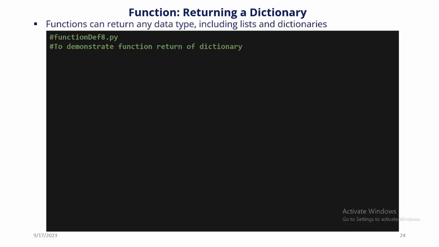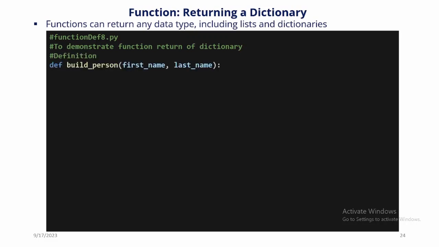Since we have been doing these functions, they have been returning simple strings. Functions can actually return complex data structures. So how does a function return a dictionary, for instance? They can return any data type, lists, dictionaries, you name it. We see an example. Function def 8.py.